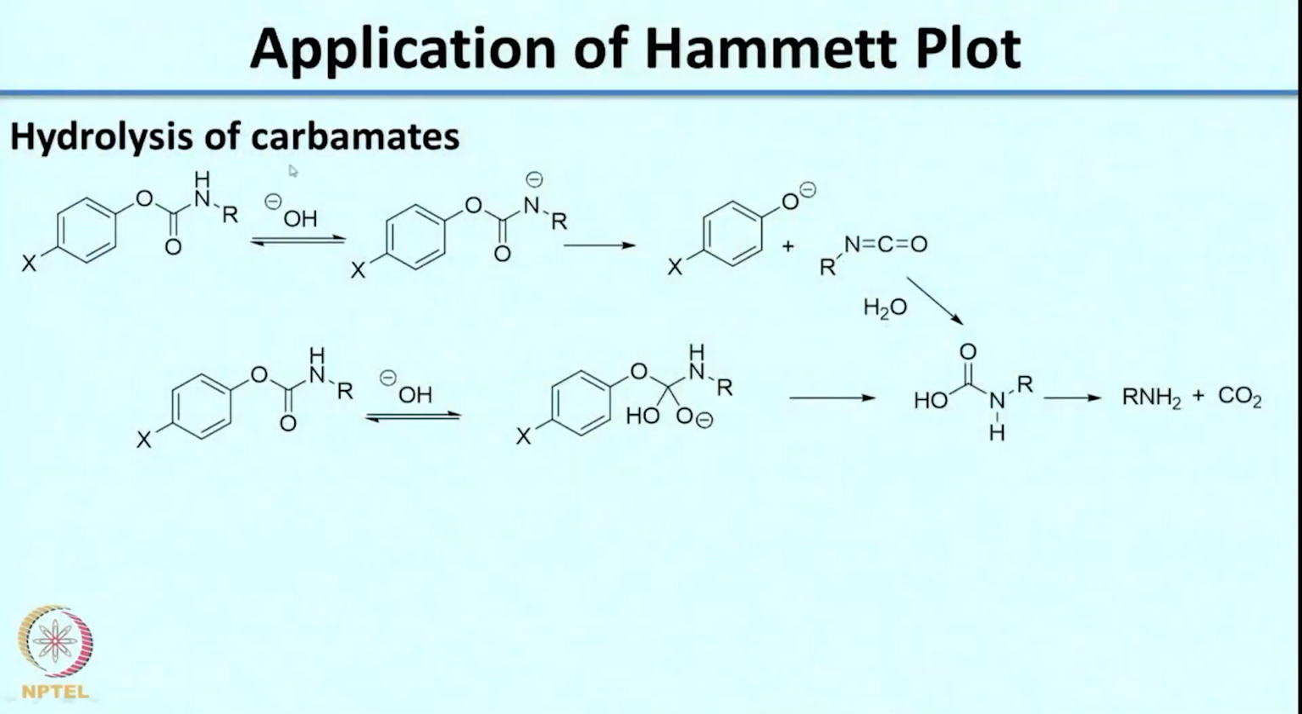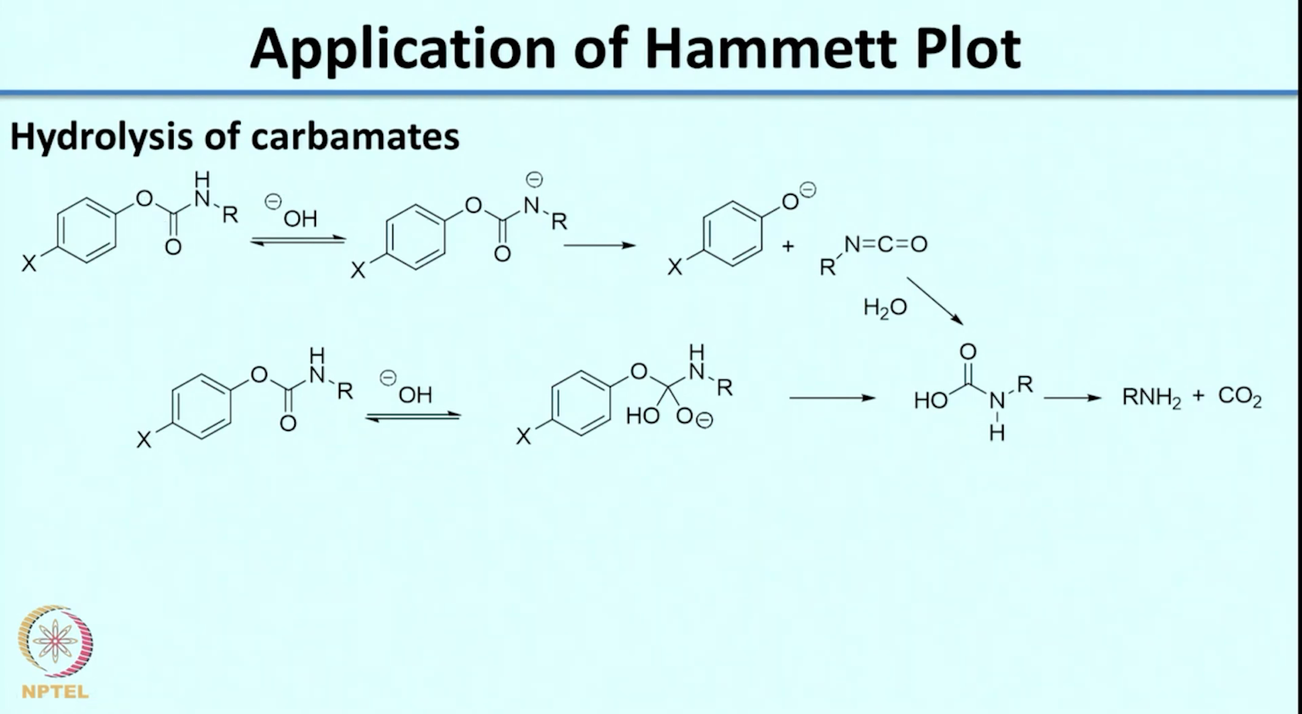Now let us look at an interesting application of the Hammett plot. This is again to determine the mechanism of a particular reaction. The reaction that we are looking at is hydrolysis of carbamates. So this functional group here is called a carbamate. You must be aware of CONH, which is an amide, and NH, which is an amine. OCONH, this functional group, is called a carbamate.